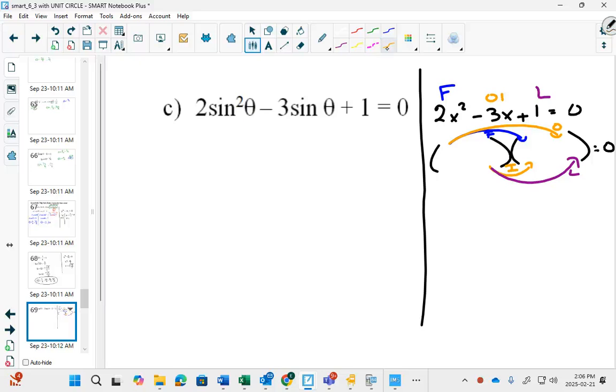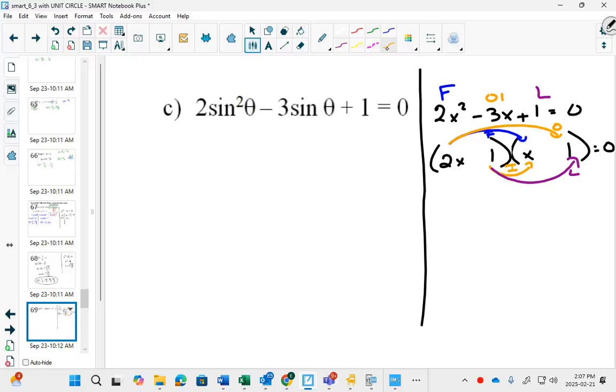So this makes our life actually pretty easy, because if I have a 2x squared, and my first ones have to do that, there's really only one option. Can you see that the only option is 2x and x to get a 2x squared? And then I look at my last one. My last one is a 1. If I'm only going to use whole numbers, can you see that the only option is 1 and 1? There's no other possibility. I've now almost completely factored this without even having to think at all.